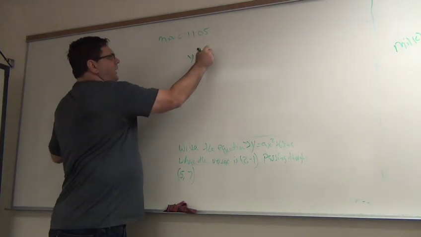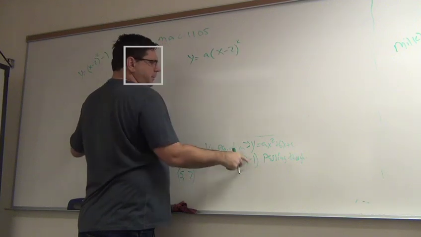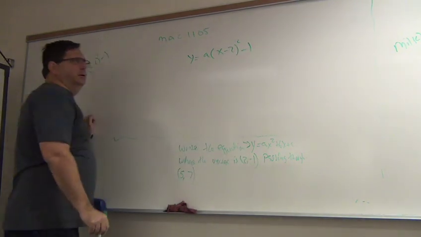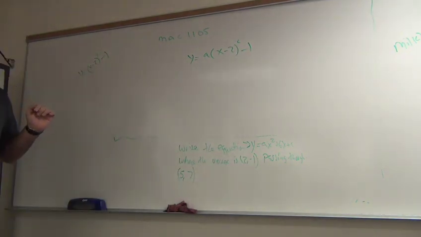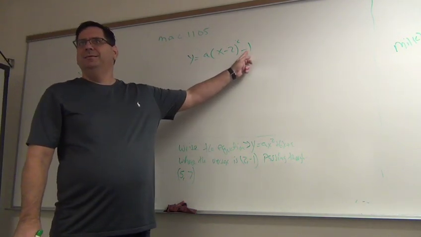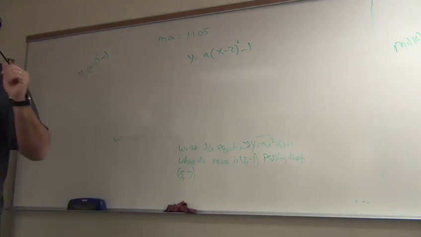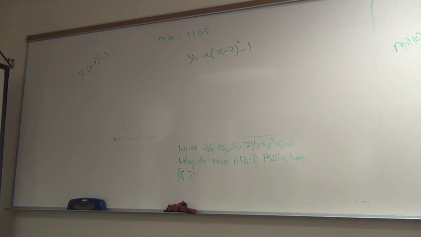Y equals A times (x minus 2) squared minus 1. Do we agree? This would have a vertex of (2, negative 1), and there'd be some coefficient out front, which I don't know what it is. Do we agree?